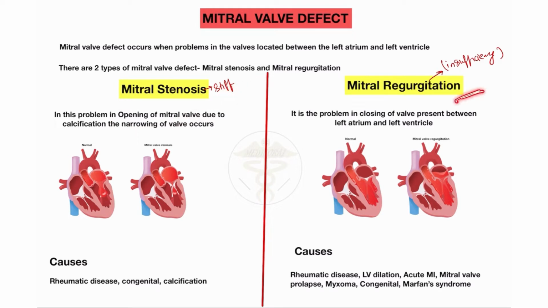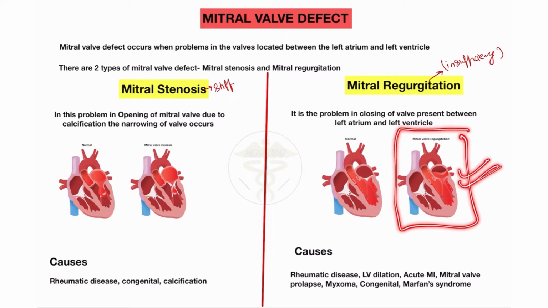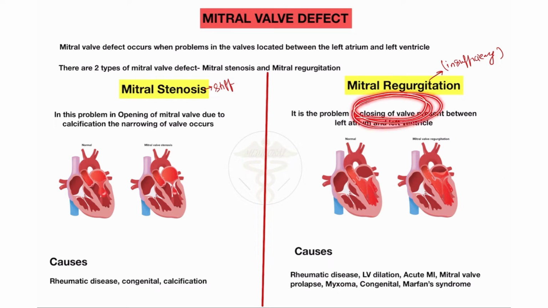Mitral regurgitation is a problem in the closing of the valve present between the left atrium and the left ventricle. Here you will see the valve between the left atrium and the left ventricle. This valve closes normally, but in this mitral regurgitation patient, you will see there is no complete closing of the valve. So there is a problem in closing of the valve. This is called mitral regurgitation, or mitral insufficiency.